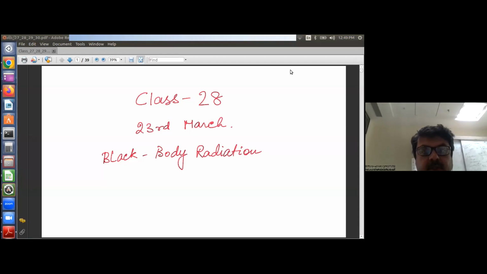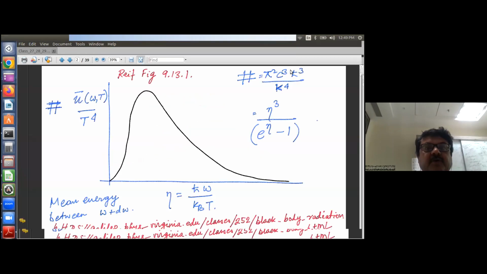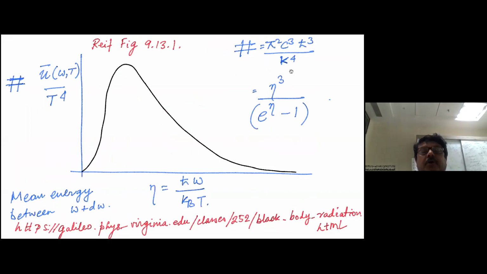Okay, so welcome to the next lecture, which is on black body radiation. So what I begin with is, as you might know, Planck's derivation of black body radiation in 1900 was a mathematical derivation to fit the nature of the energy density of a black body versus omega.